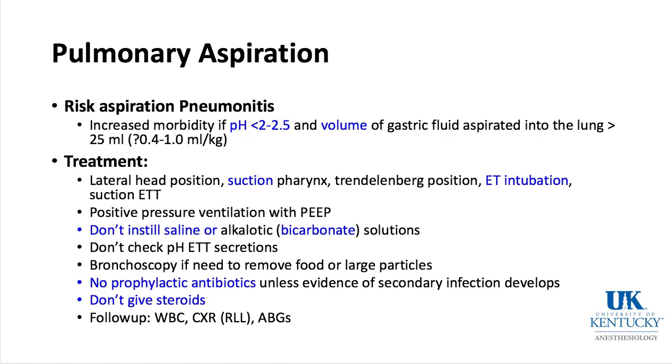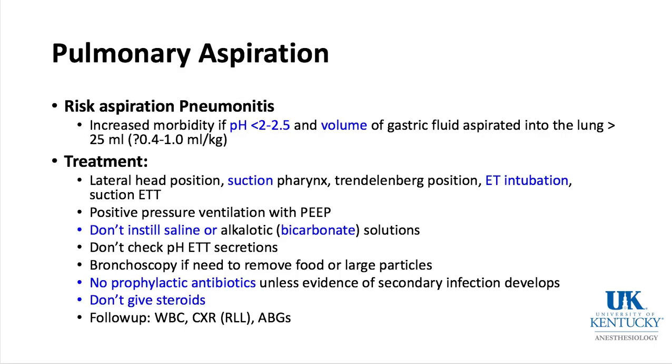Pulmonary aspiration. What are the risk factors for aspiration and pneumonitis? If a patient aspirates a low pH in a large volume, that puts them at risk for developing actual pneumonitis. So a pH less than 2 to 2.5 and a volume classically of gastric fluid that is regurgitated and actually goes into the lung greater than about 0.4 mL per kilogram is what many books will say, or up to 1 mL per kilogram, somewhere in that range. So the larger the volume, the lower the pH, the higher the risk that that fluid that goes into the lung actually causes a pneumonitis.